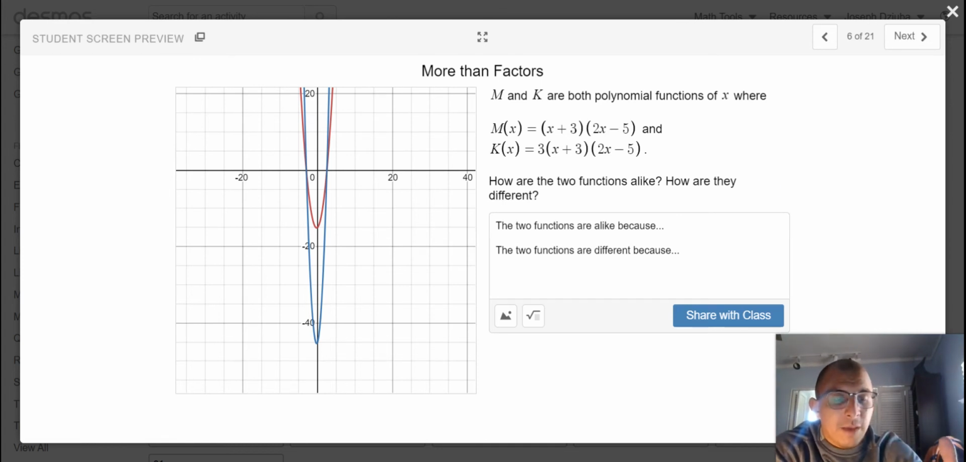So I've used some vocab previously in this video that should allow you to compare and contrast these two function representations that you have here for m and k. I also provided a graphical representation so you can discuss both the algebraic similarities and differences as well as the graphical similarities and differences.